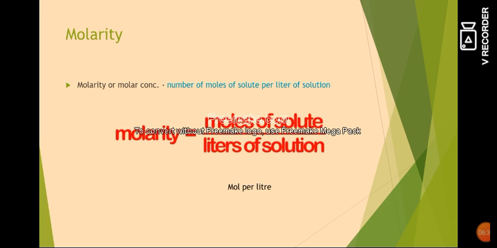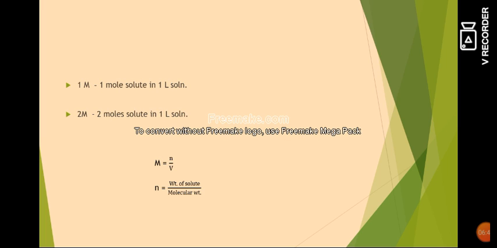Another method of expressing the concentration is molarity. It is defined as the number of moles of solute dissolved in 1 liter of solution. A 1 molar solution means 1 mole of solute dissolved in 1 liter of solution, whereas a 2 molar solution means 2 moles of solute dissolved in 1 liter of solution. Molarity M can be expressed by the formula N by V. N is the number of moles of solute, whereas V is the volume of solution in liters. The number of moles of solute is the ratio of the weight of the solute to the molecular weight.